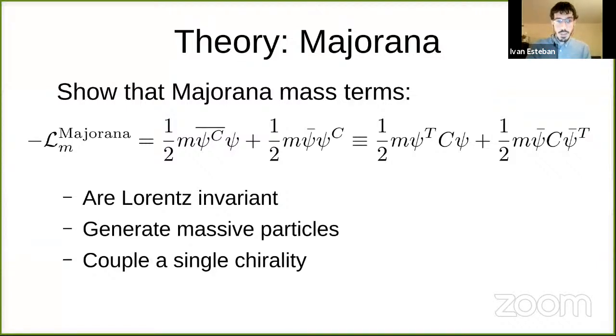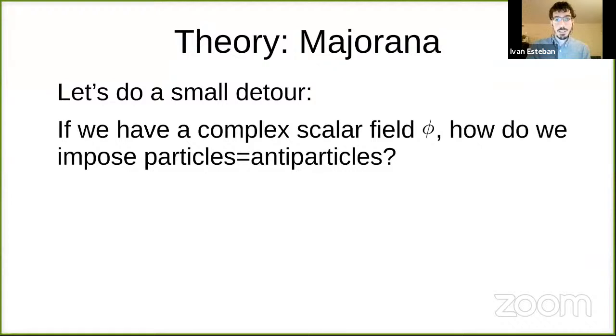So let me start with a first question, just to warm up everything, that in principle has little to do with the original question, but we'll see that it's quite related. So imagine that we have a complex scalar field, a standard Klein-Gordon field, phi. Now the question is, if we have this field, how do we impose that particles and antiparticles are described by the same field? How do we impose that the particles described by this field are their own antiparticles? There are no different particles and antiparticles. There's one single type of particle.